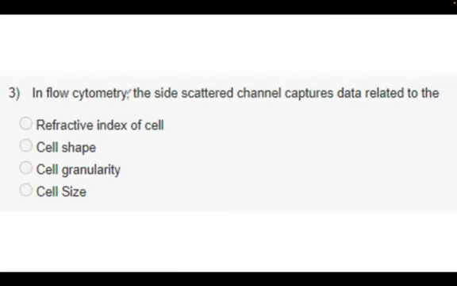And just quickly, we will do some questions for this. In flow cytometry, the side scatter channel captures data related to the cell granularity, as we discussed. Cell shape, size, etc. is captured by the forward scatter. Selection of data acquisition from a distinct fraction of cells from a cell population can be achieved by gating. Okay, this is the definition of gating.